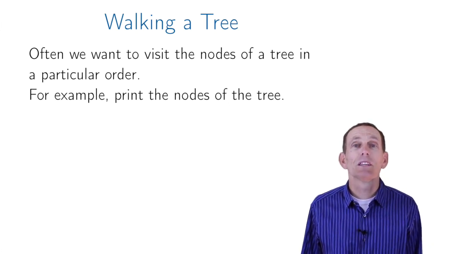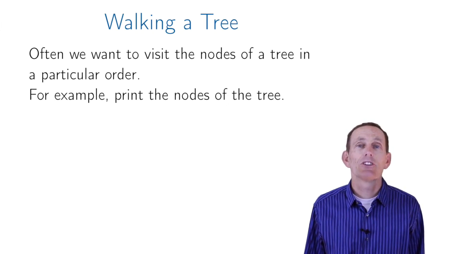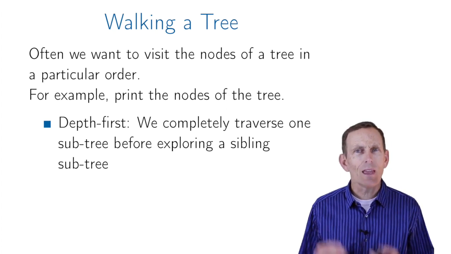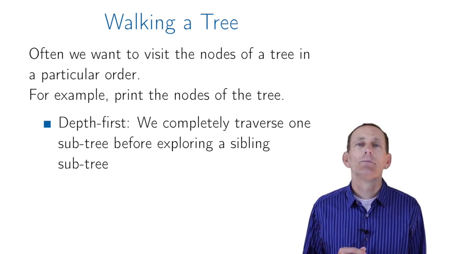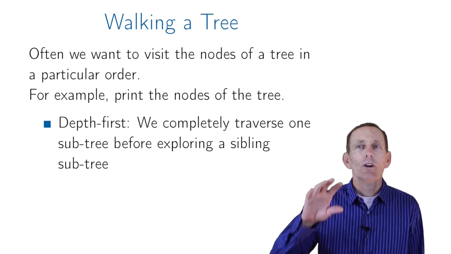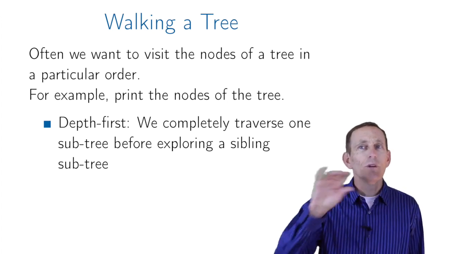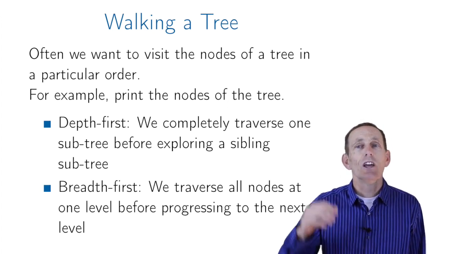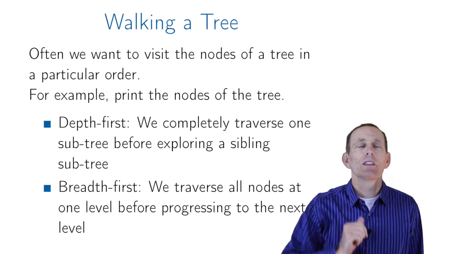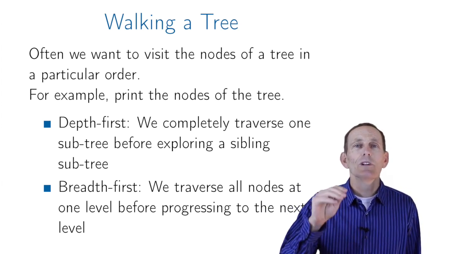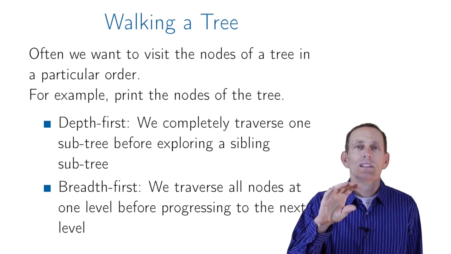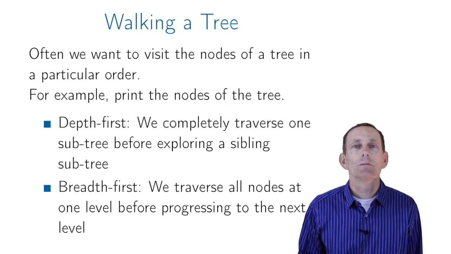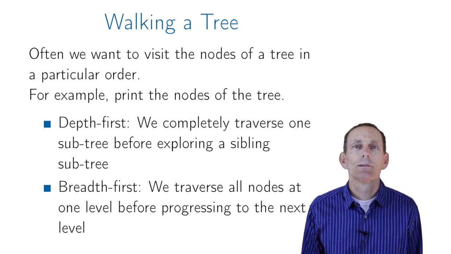Or another example might be printing the nodes of a tree. If we had a binary search tree, we might want to get the elements of a tree in sorted order. There are two main ways to traverse a tree. One is depth first. So there, we completely traverse one subtree before we go on to a sibling subtree. Alternatively, in breadth first search, we traverse all the nodes at one level before we go to the next level. So in that case, we would traverse all of our siblings before we visited any of the children of any of the siblings. We'll see some code examples of these.